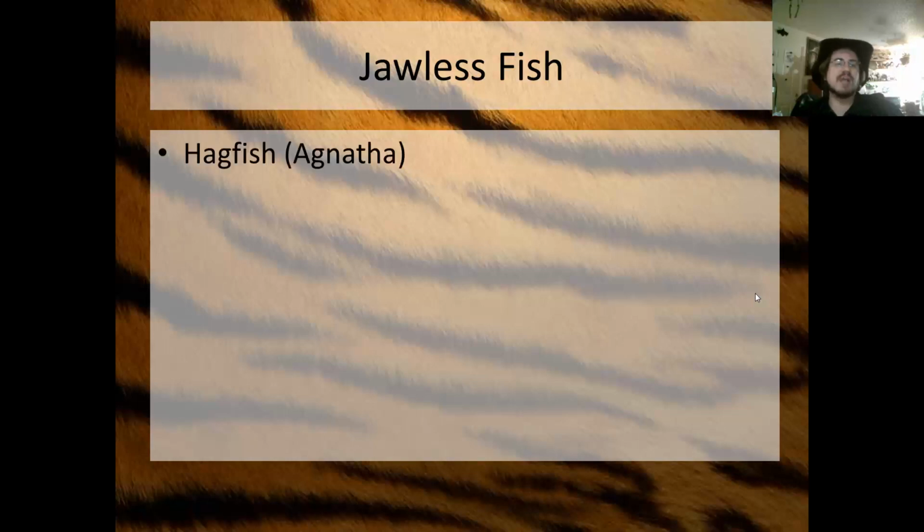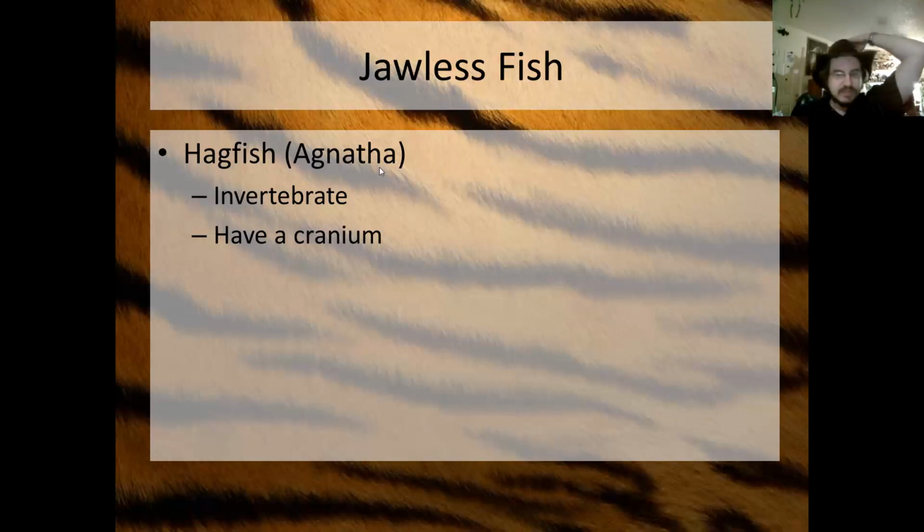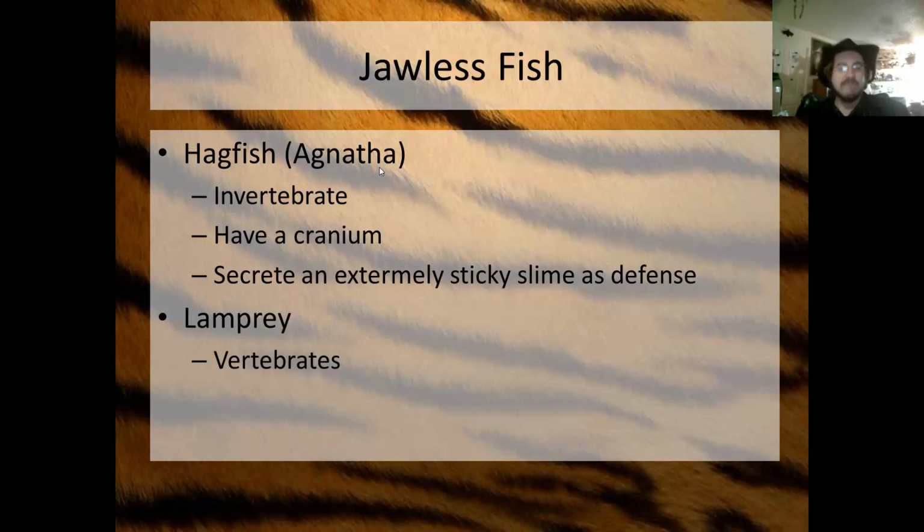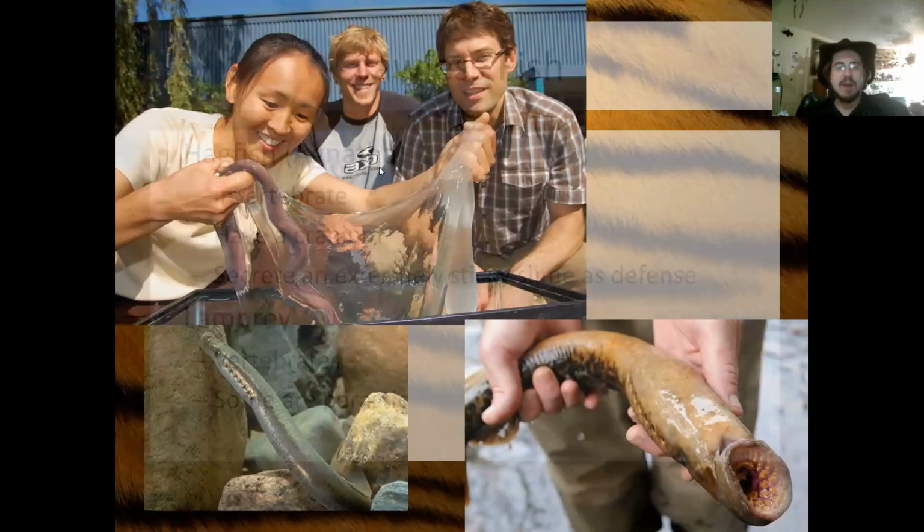So let's look at the jawless fish. First up is class Agnatha, the hagfish, which isn't a true vertebrate. They're invertebrate, but they do have a cranium. They have a skull, so they have bones around their skull. They have no jaw, and they secrete an extremely sticky slime as a defense against predation. It's kind of neat. Then we have the lamprey, which are vertebrates, and some are parasitic.